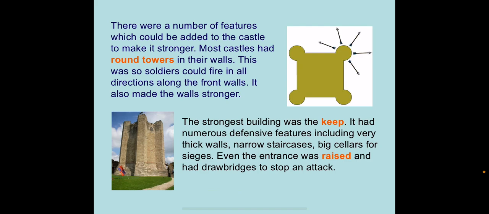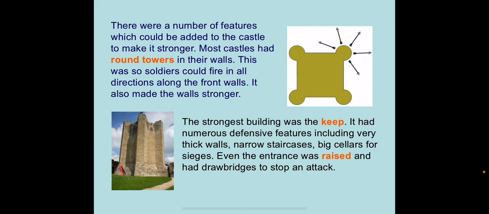There were a number of features that were added to the castles to make them stronger. Most castles had round towers in their walls. This was so that soldiers could fire in all directions. So that would help with defending the castle massively if you can fire in any direction.